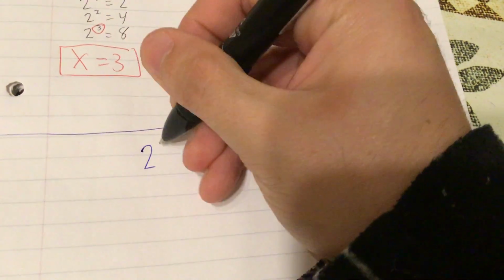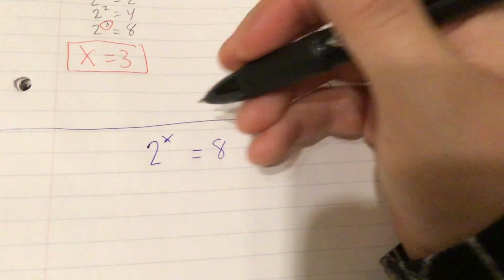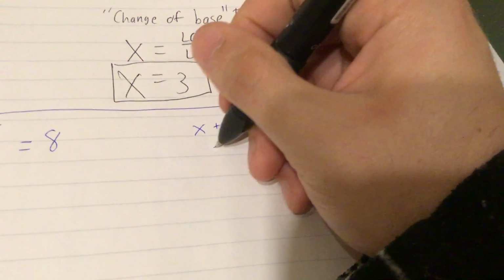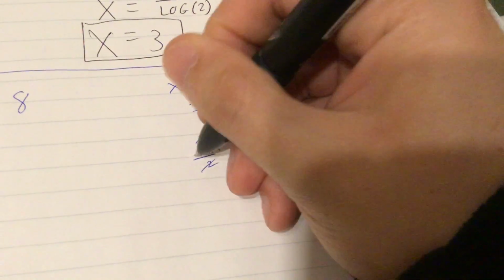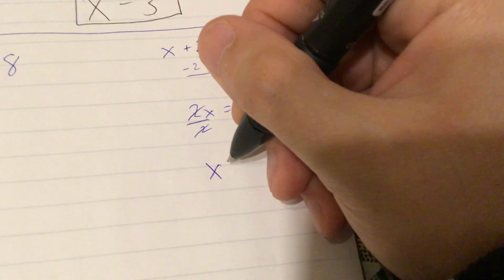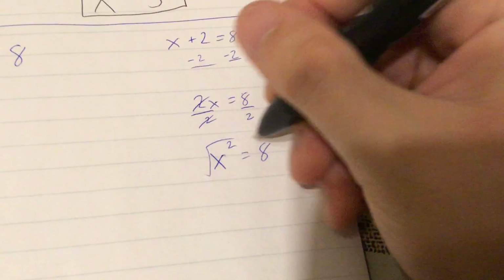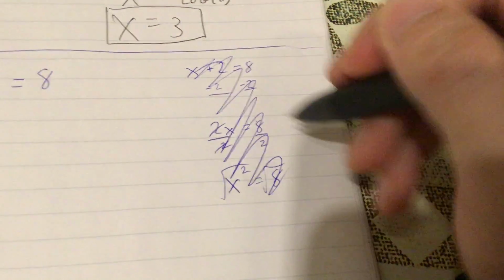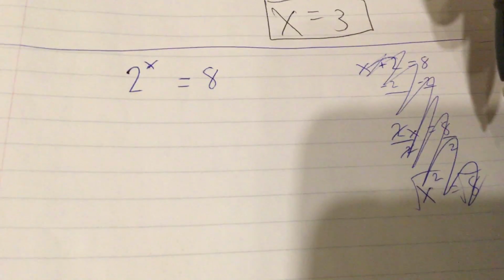Well, here's what you're doing. Recall that if this was, I'm just going to make this up on the side, if this was x plus 2 equals 8, you would subtract 2 from both sides. If this was 2x equals 8, you would divide by 2 on both sides. If this was, let's just say, x squared equals 8, then you would square root both sides. In other words, there's a whole bunch of inverses that you can apply. Did you know that you could log both sides?